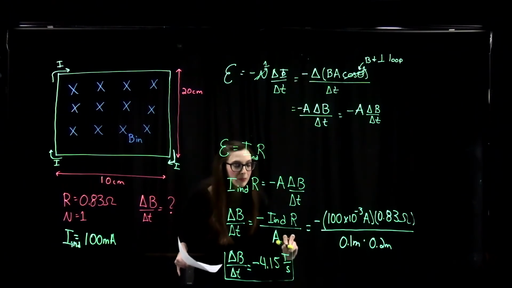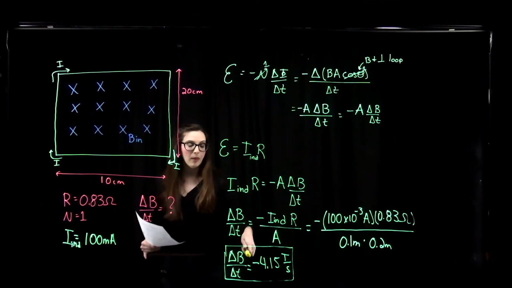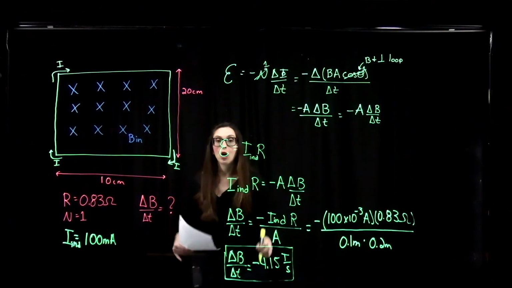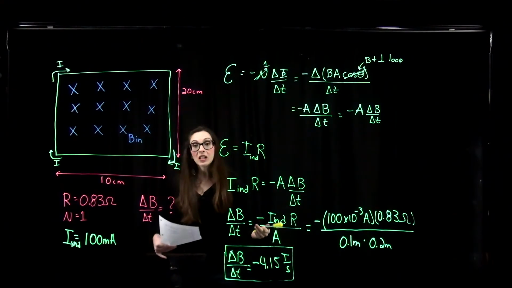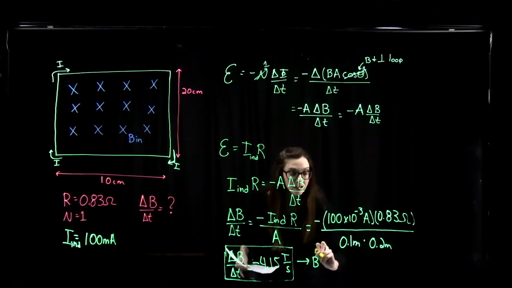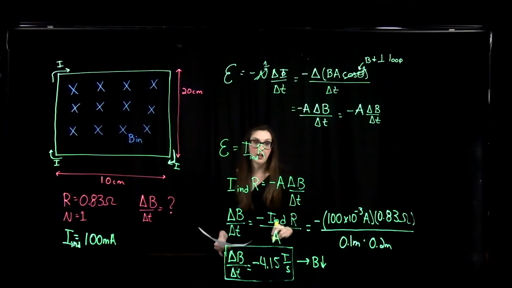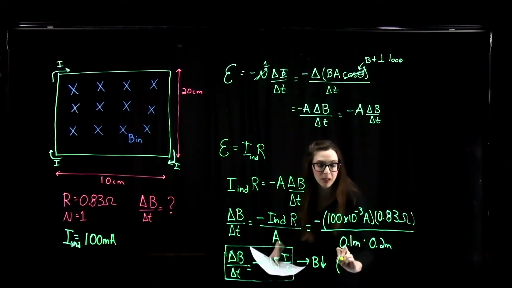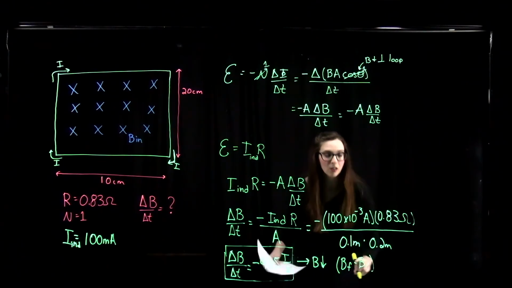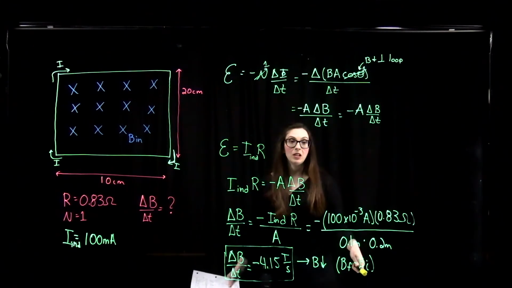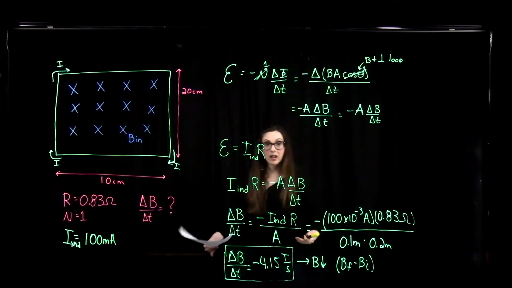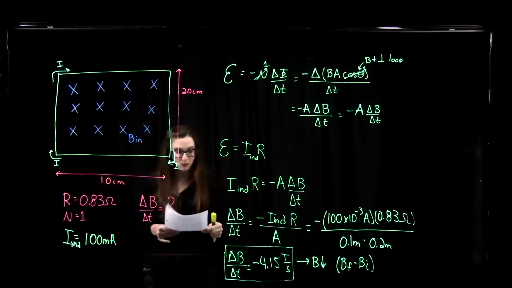Okay, the unit has to be Teslas per second because we're dividing a magnetic field by a time. The minus sign here means that our magnetic field is decreasing. So this implies that B is decreasing over time. Why? Well, delta B is the same thing as B final minus B initial. So if it's negative, that means that B initial has to be bigger than B final. So that means that our magnetic field is decreasing over time.